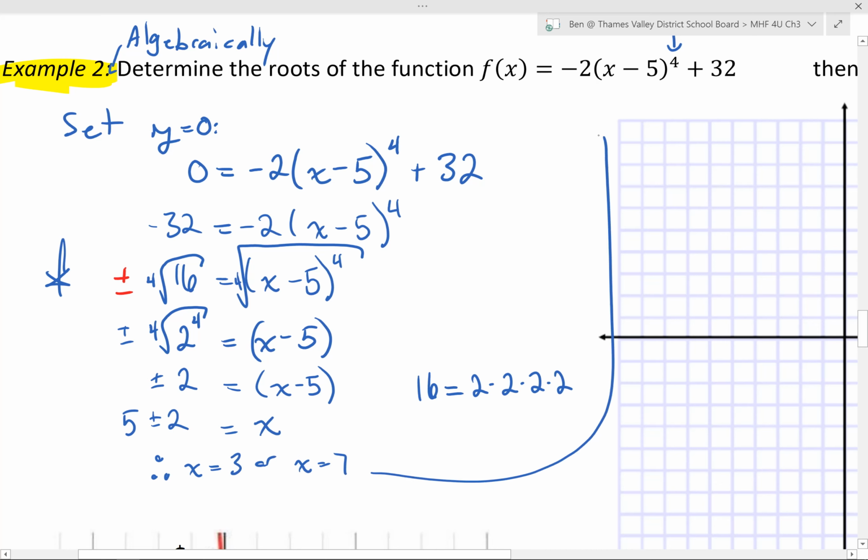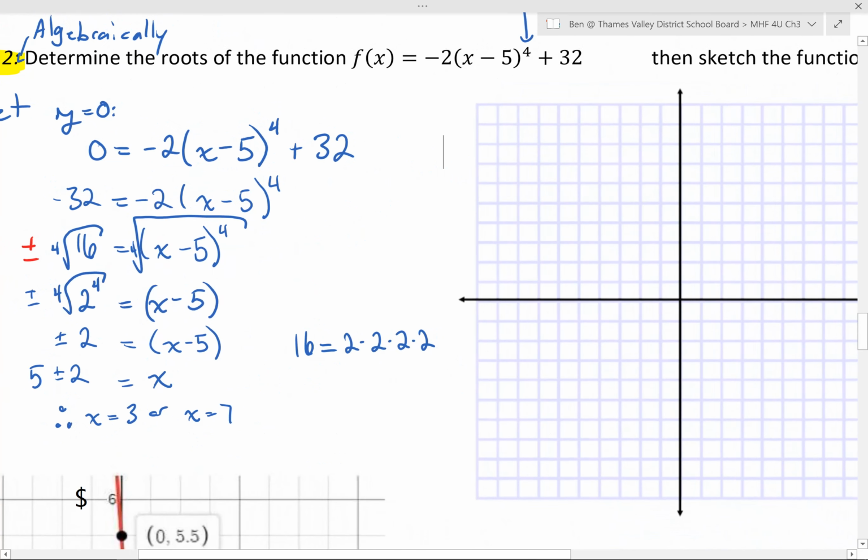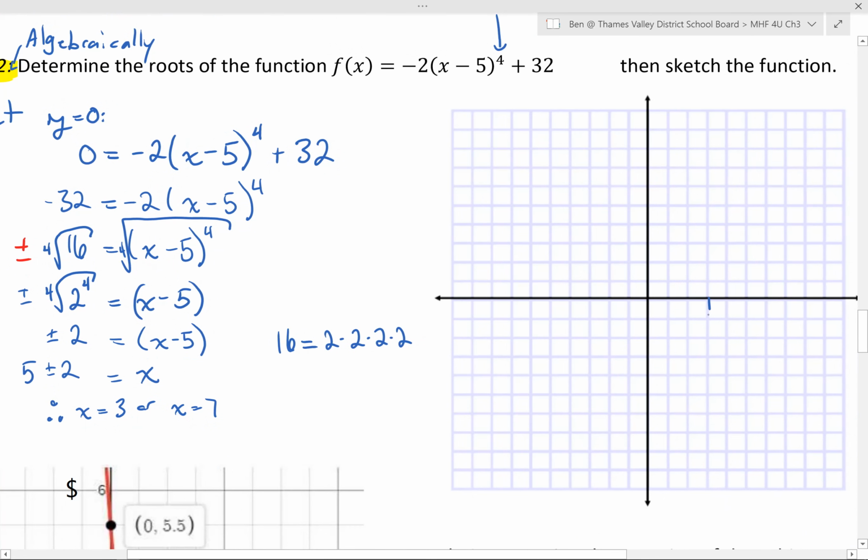These are the two roots, remember what we were doing here, of the quartic function up above. So we can sketch those in right here, x equals 3 and x equals 7. And then we need to ask ourselves, just like a quadratic, which is an even degree polynomial, a quartic function, again an even degree polynomial, will have end behaviors going in the same direction.